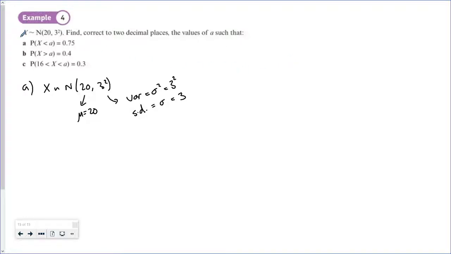In example 4, we've got a random variable x which is normally distributed. And before I begin any normal question, I always write down what's the mean of the distribution, mu, so in this case it's 20. What's the variance of the distribution, which is this parameter here, so 9, and the standard deviation, which we're calling sigma, which is the square root of the variance, which is 3.